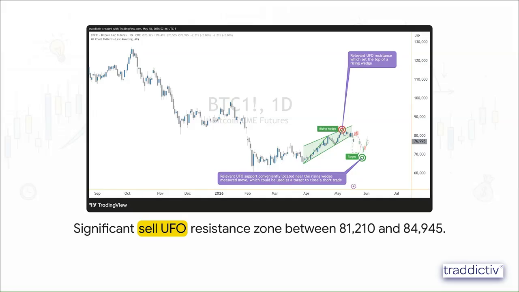Now, focus your eyes right at the very top of that wedge. There is a highly significant sell UFO resistance zone up there, sitting precisely between 81,210 and 84,945. This isn't just some random ceiling drawn on a chart. This is an area heavily loaded with massive sell-side pressure. A huge chunk of previously unfilled sell orders was just resting right there in that zone. So rather than allowing the price to just freely blast higher, this resistance area repeatedly absorbed all the incoming buying activity like a giant sponge.